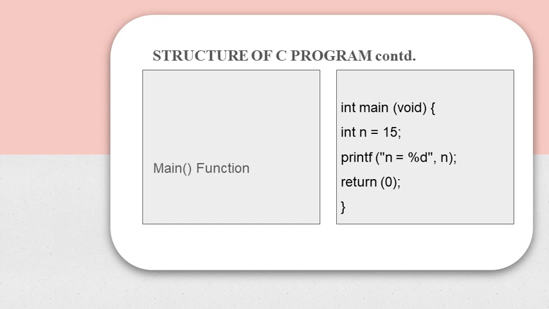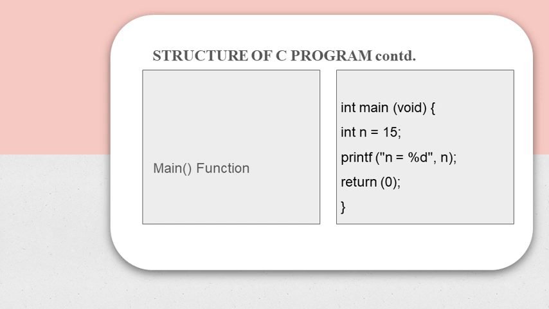Main function in C is the entry point for program execution. When a C program is running, the operating system initiates the program by calling the main function, which then controls the overall flow of the program. It is the very first function executed when a C program starts, and it must contain exactly one main function.